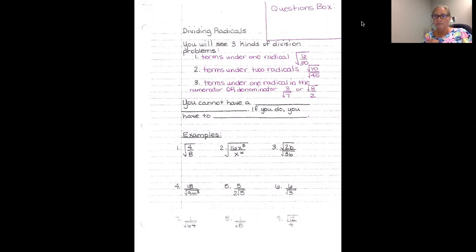They are not the only division problems, but they are the ones we are going to focus on here in our math class. You cannot have a radical in the denominator. If you do, you have to rationalize the denominator.